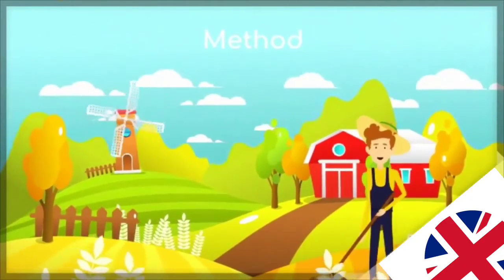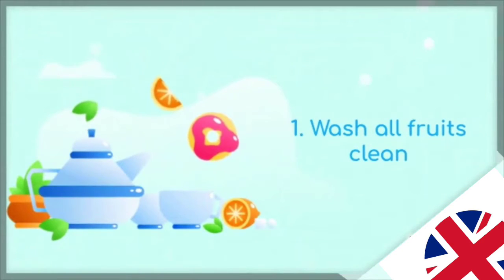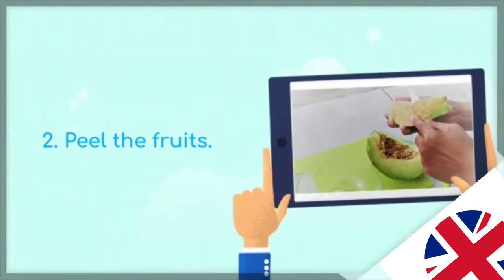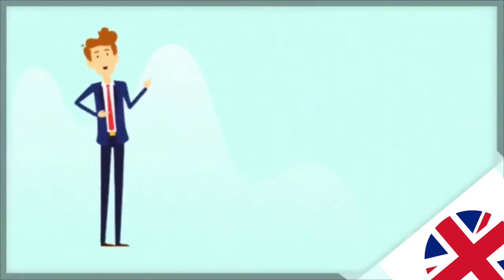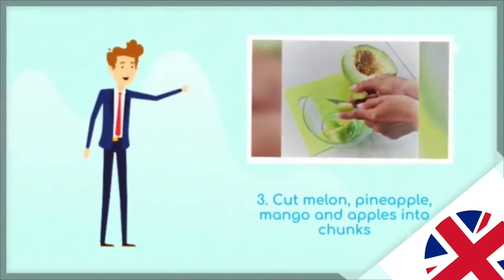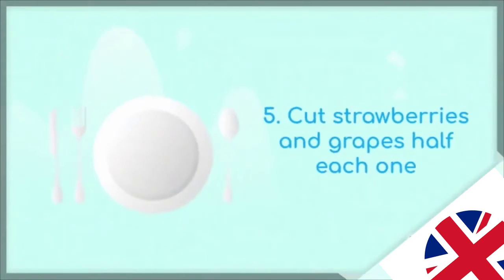The method of making fruit salad: first, wash all fruits until they are clean. Then, peel the fruits, except strawberries and grapes. After that, cut melon, pineapple, mango and apples into chunks, cut kiwi, orange, and bananas into slices. For strawberries and grapes, cut them in half each.